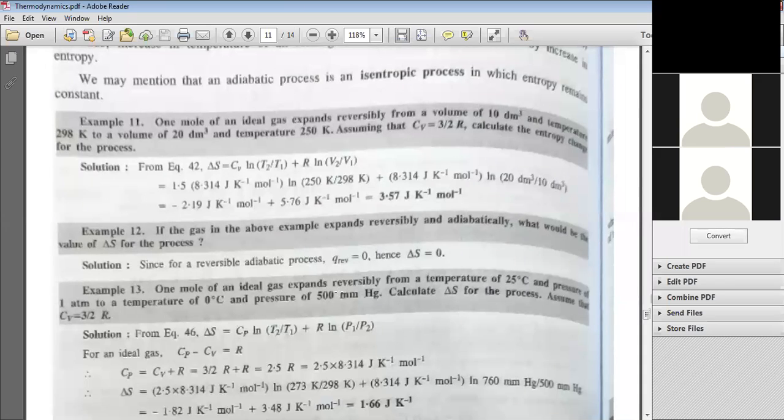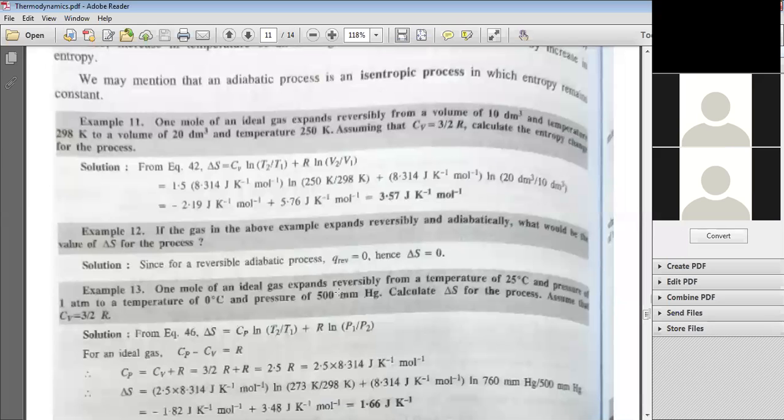Now another example: you have 1 mole of an ideal gas, and it expands reversibly from a temperature of 25 degrees and pressure of 1 atmosphere to another state. The two variables are temperature and pressure. Temperature is given in degrees centigrade, so convert it into the Kelvin scale. Then the pressure: one pressure is 500 mmHg, and another pressure is 1 atmosphere. One is given in atmosphere, another in mmHg.